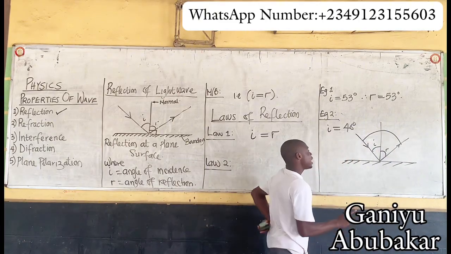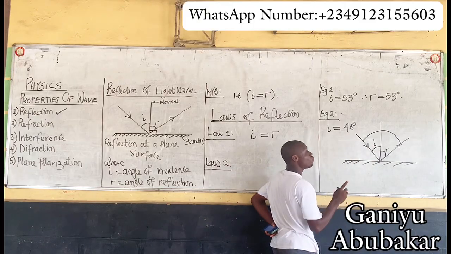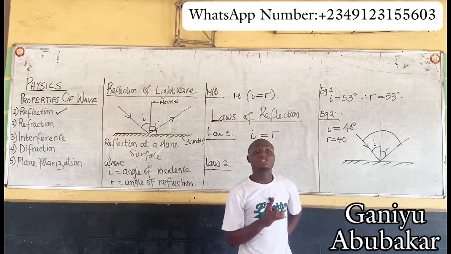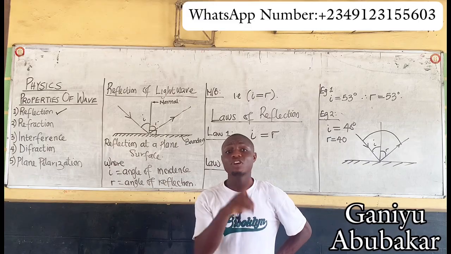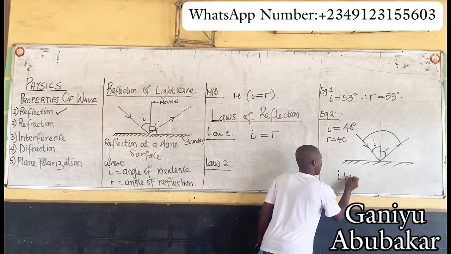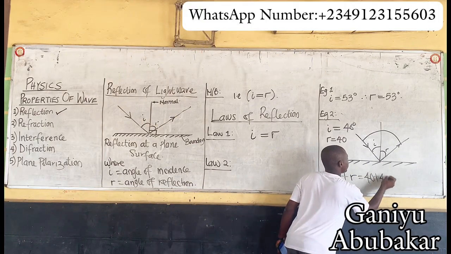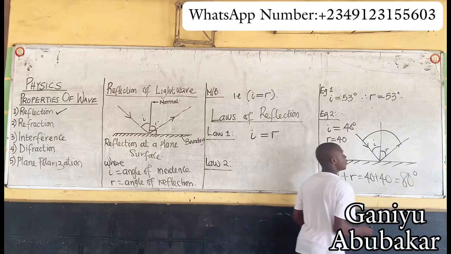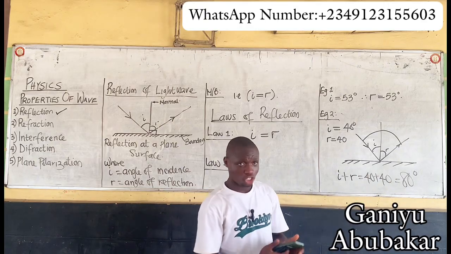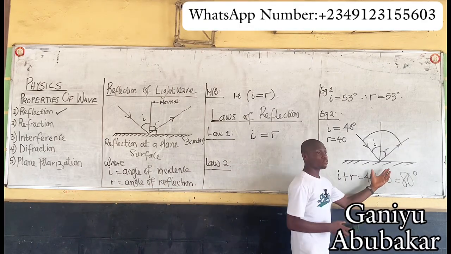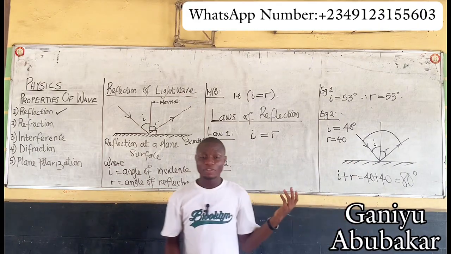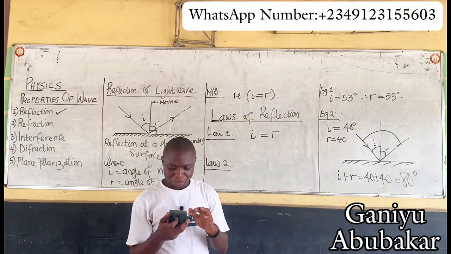Now listen, if I is 40 degrees, what we know is that R is also 40 degrees. Now to find the total angle between I and R, I have to sum up 40 plus 40. So here's the concept now: I plus R becomes 40 plus 40, which will give 80 degrees. So the total angle between I and R is 80 degrees, please. Ensure sometimes you need to draw this diagram to identify what you're asked to do in some cases. So this is how you solve this problem.